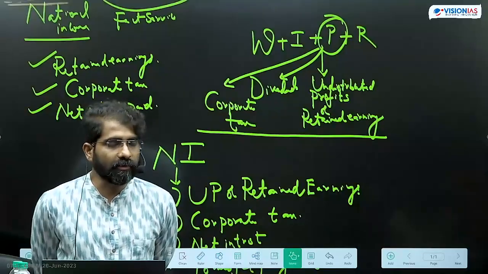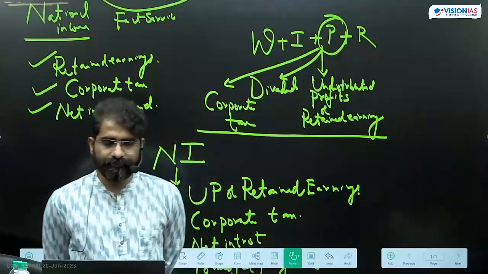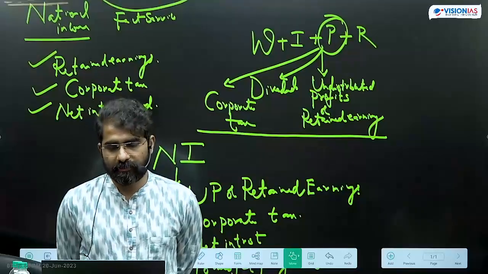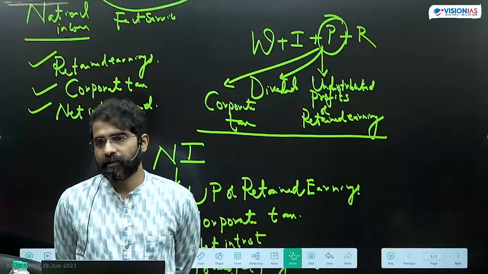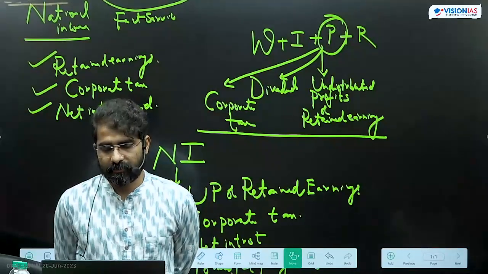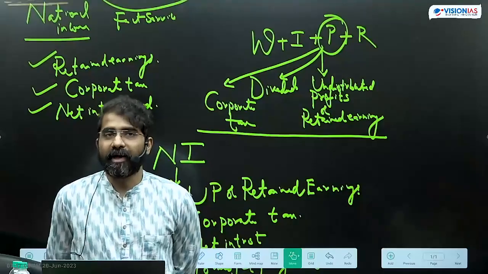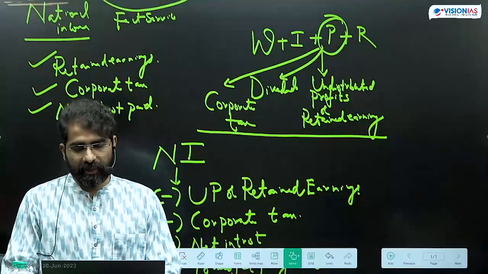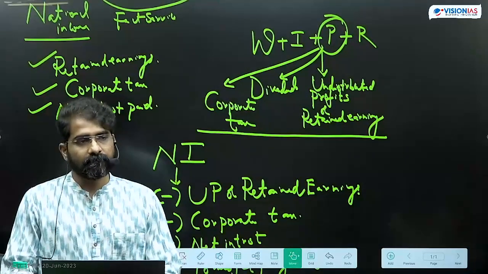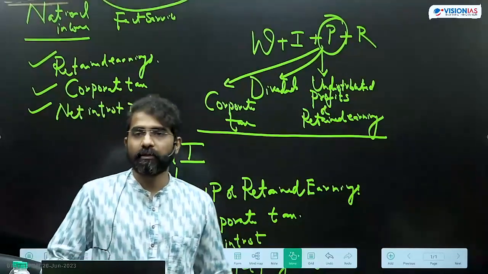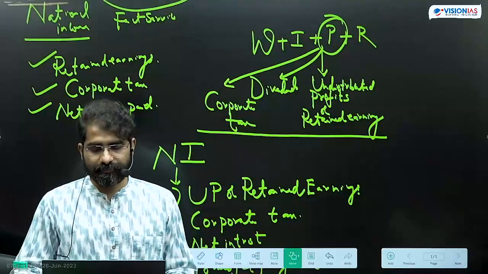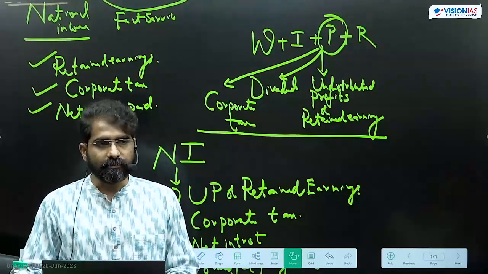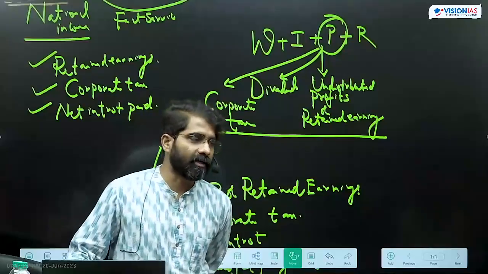Okay, so write the formula. Personal disposable income is equal to personal income minus direct taxes minus miscellaneous fees and fines paid by the household. Is that okay?